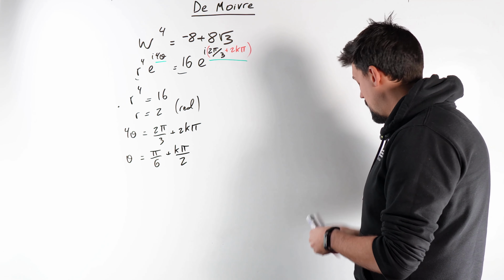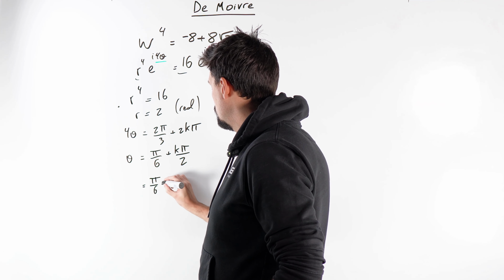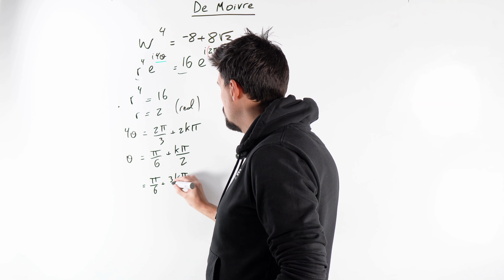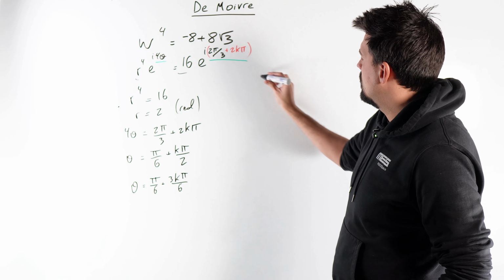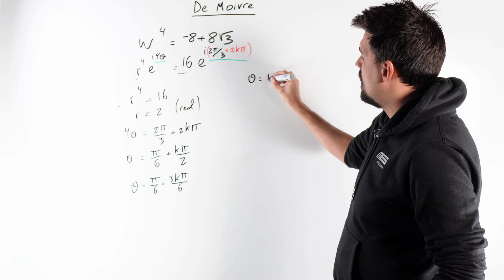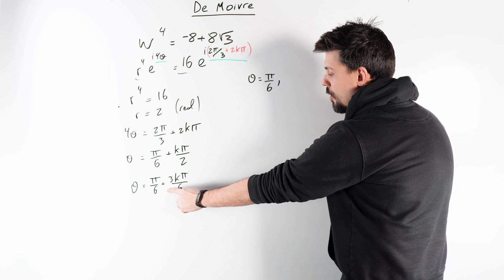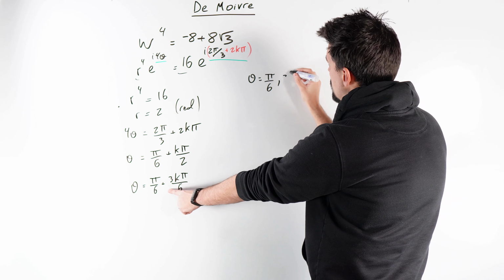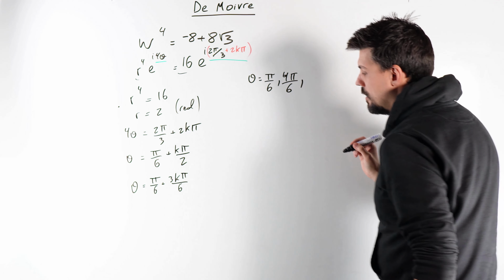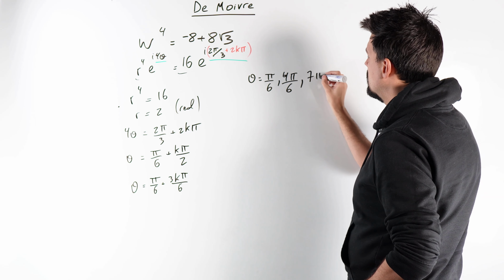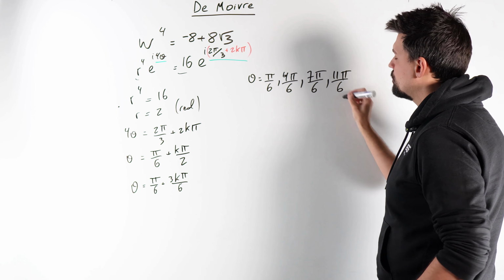And that might be easier if I write that in a different way. So we get 4 roots because we get theta is pi over 6. We could add 3 pi over 6, so that's 4 pi over 6. I'll just leave them as pi's over 6's. We could get 7 pi over 6, and we could get 11 pi over 6.